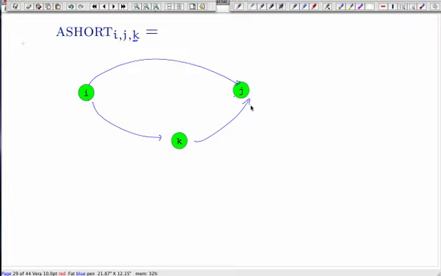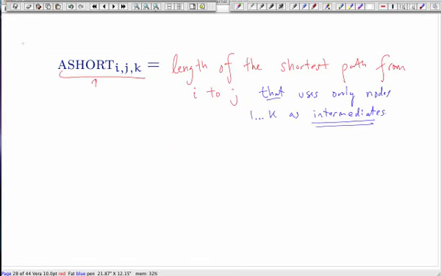Spend 3 minutes with your neighbor trying to work out the definition of A short ijk. I'm saying it's going to be one of two. Okay, so there was a question about what this restriction actually means. That means that the only paths you can consider are ones that travel between nodes 1 and nodes k.